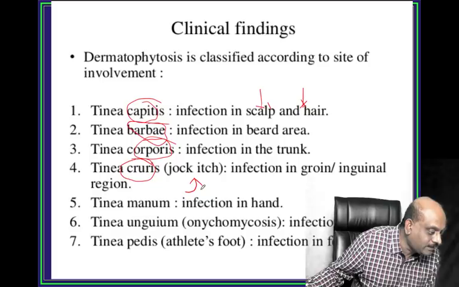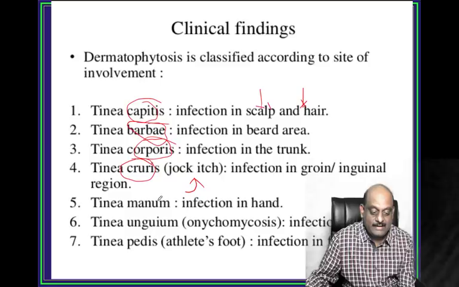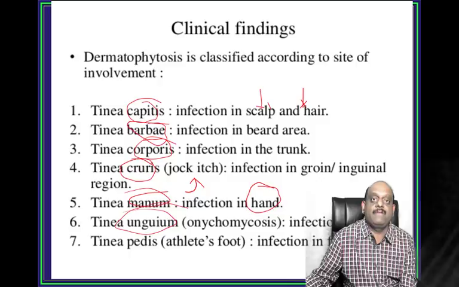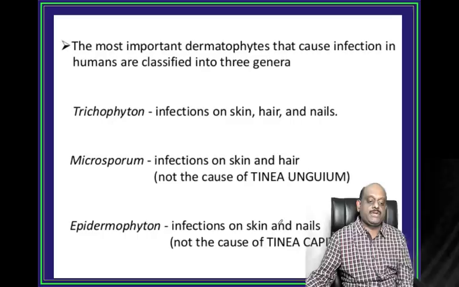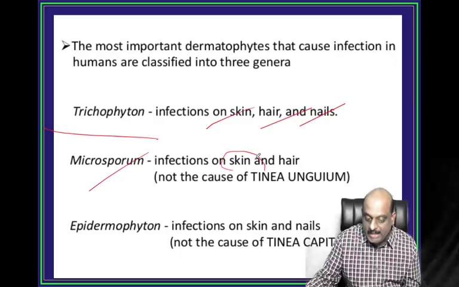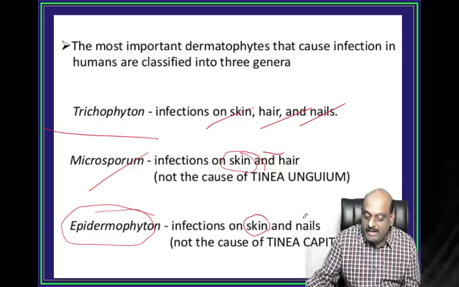Now, manuum, infection of the hand. Unguium, infection of nail. Pedis is called athlete's foot, infection of the foot, is what you should remember. Once more, Trichophyton: skin, hair, nails. Microsporum: skin and hair. And Epidermophyton: skin and nails, is what you need to remember.